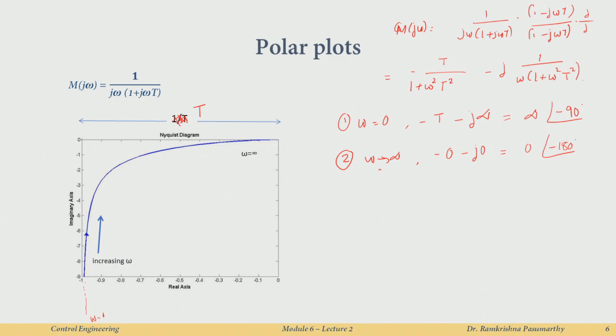As omega goes to infinity, I come back to the origin, somewhere here. So 0 and minus 0 at an angle minus 180. This is how the plot would look for increasing omega. So these are just the two things. It's a little easier to understand from here if we write this down explicitly as the real part and the imaginary part and compute these.